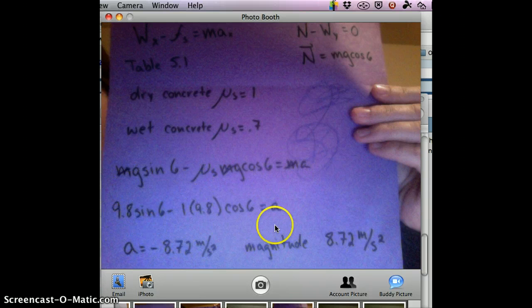And then we do some plugging and chugging. Now I got acceleration is negative 8.72 meters per second squared, and WebAssign is looking for 8.72, and I'm guessing that that's because of the wording of the problem. They've already said it's decelerating, so they're only asking for the magnitude. I thought that was a little confusing.